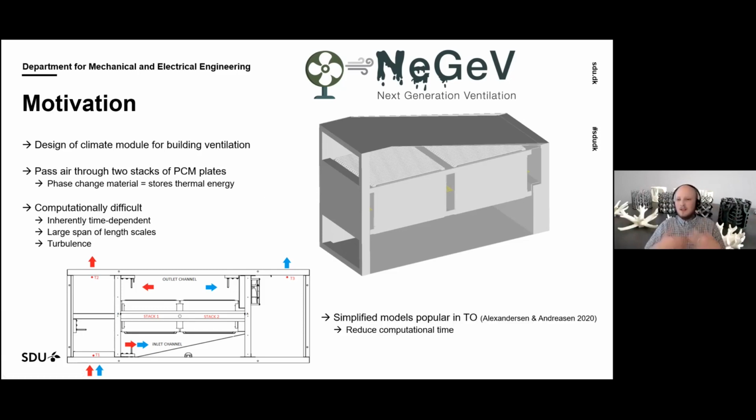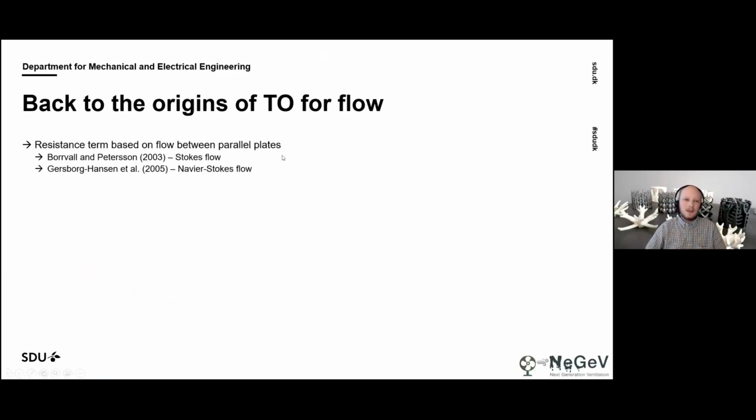In recent years, simplified models have become quite popular, especially within topology optimization for fluid flow, and that's because they reduce the computational time. And my idea was, can we use some of the ideas from topology optimization for fluid flow in this context? So I'm going to try to approximate these stacks of plates with very thin spacing as a sort of porous media, or rather by incorporating the resistance term from passing through these thin spacings.